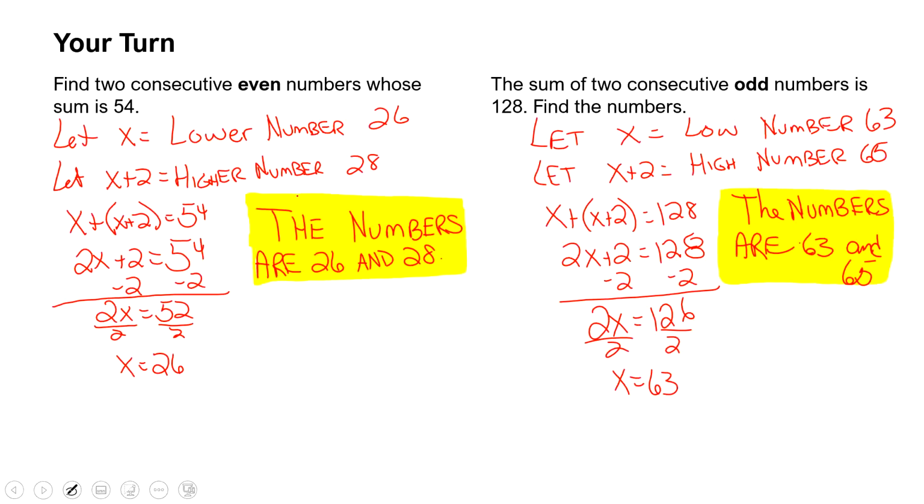The next one was consecutive odd numbers. The odd numbers added up to 128. Again, it's x and x plus 2 for the lower and the higher odd number. You went through and solved it. We found x equaled 63. So the other number was 65. And they do add up to 128. Is this making sense? Everybody sees this?